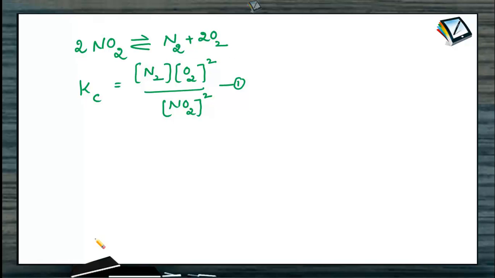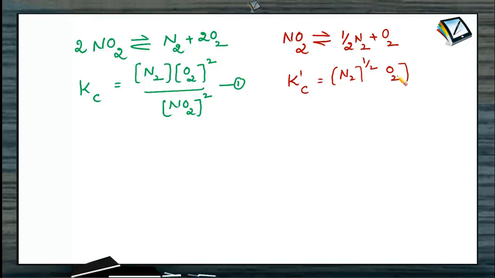Let us now take the stoichiometric form of this system, 2NO2 giving N2 plus 2O2, by dividing with 2. On dividing this system with 2, we get NO2 on heating gives half N2 plus O2. What is the equilibrium constant for the above reversible system? K'c can be written as K'c is equal to N2 whole to the power of half into O2 whole to the power of 1 by NO2. Equation 2. Now tell me how K'c is related to Kc. K'c is related to Kc as K'c is equal to root of Kc.